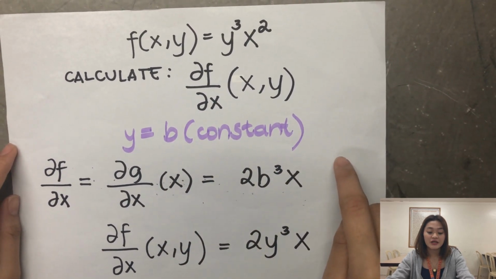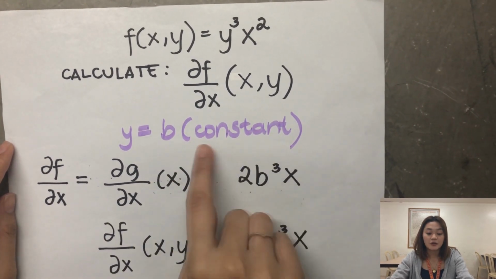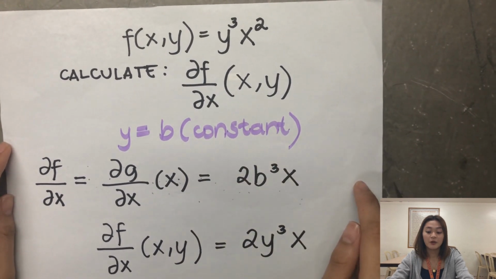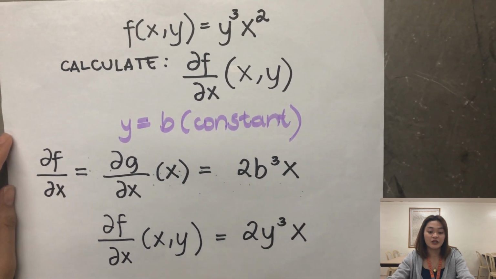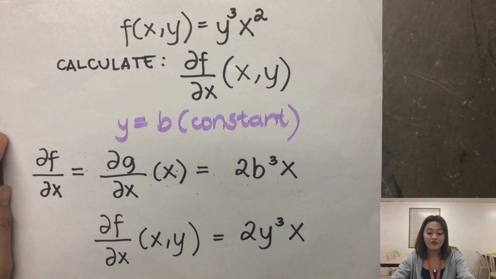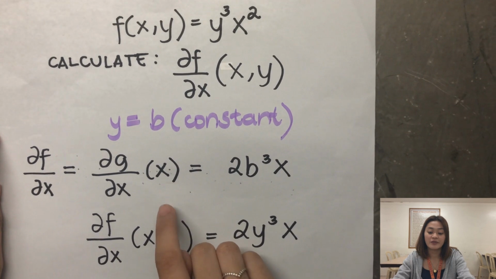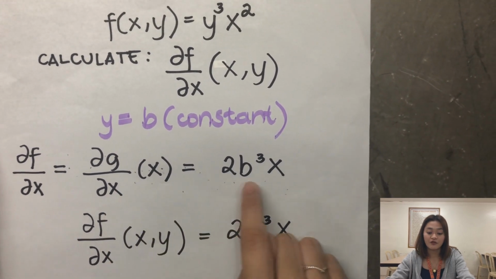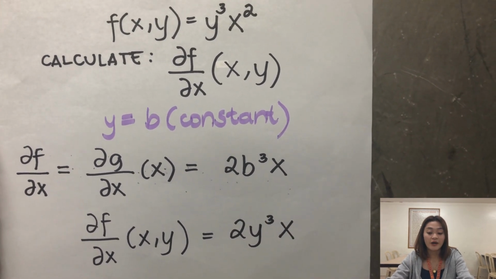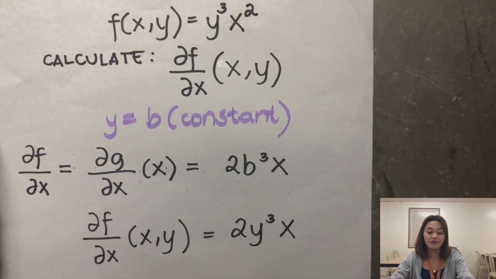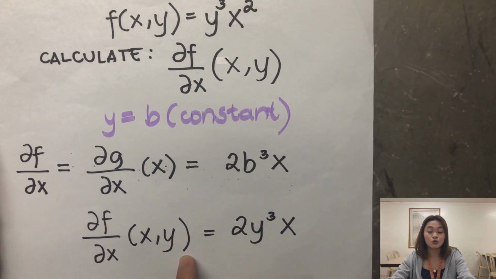The first time you do this, it might be easiest to set y equal to b, where b is a constant, to remind you that you should treat y as though it were a number rather than a variable. Then the partial derivative is the same as the ordinary derivative of the function g(x) equals b cubed x squared. The partial derivative of g with respect to x is 2b cubed x. Now, we remember that b is equal to y and substitute y back in to conclude that the partial derivative of f with respect to x of (x,y) is 2y cubed x.